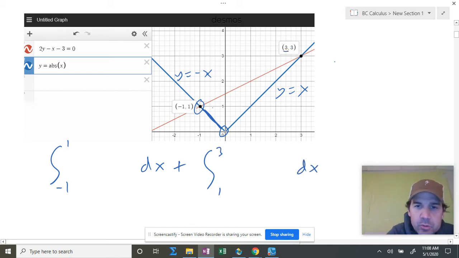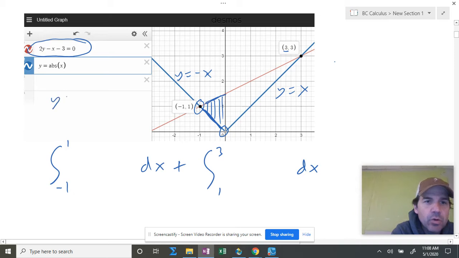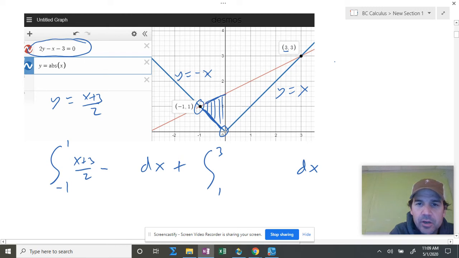Because we're finding these areas in here, you do the uppermost function minus the bottommost function. For the uppermost function, you have to solve in terms of y, and you should get y equals (x plus 3) over 2. And you're subtracting the bottom function. The bottom function is negative x, or you can say plus x instead of minus negative x.